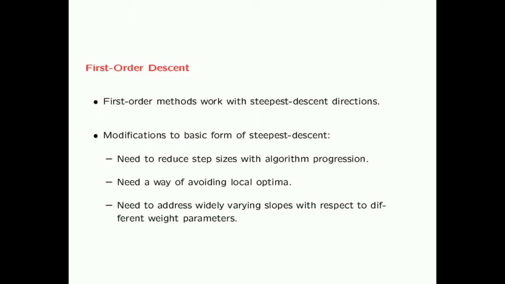First, we need to reduce the step sizes with algorithm progression. Second, neural network loss functions often have local optima. So we need a way of modifying the gradient descent so as to best avoid local optima. Third, as we discussed in the previous lecture, widely varying slopes with respect to different weight parameters cause a lot of zigzagging during the gradient descent. So we need a way to address these widely varying slopes with respect to different weight parameters during the gradient descent procedure.